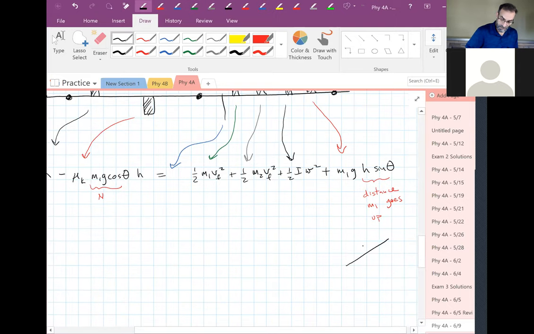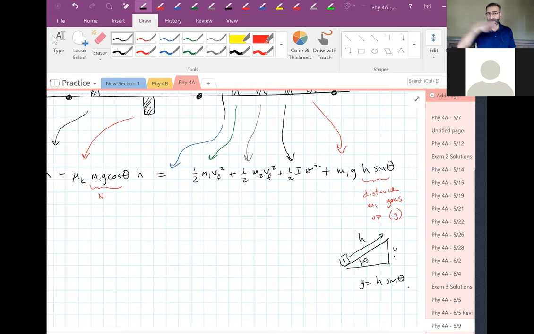Right, because M1 is going up this distance, we're calling that H. But what we need is this. I'll call it Y. So Y is equal to H times the sine of theta. We need the vertical distance it goes up, not how much it slides up the incline. Okay. So we're almost done. What are we missing?